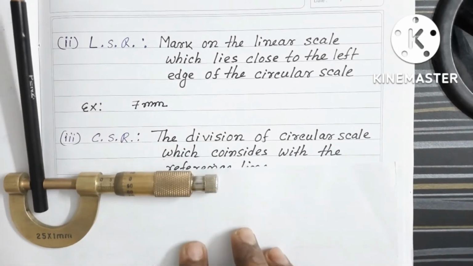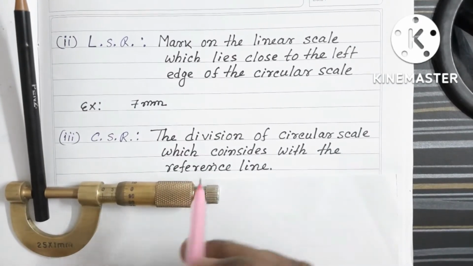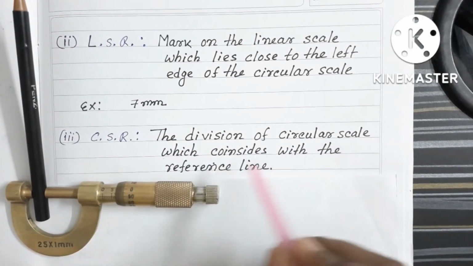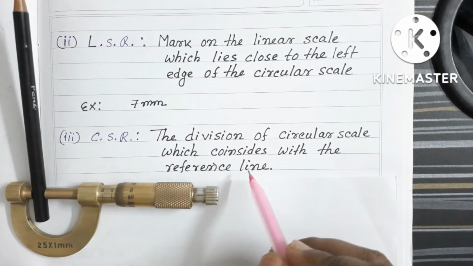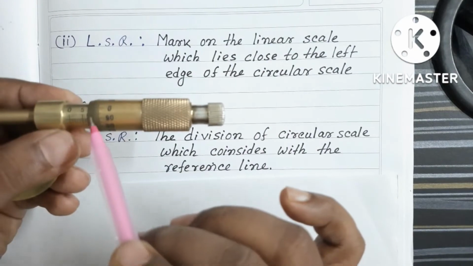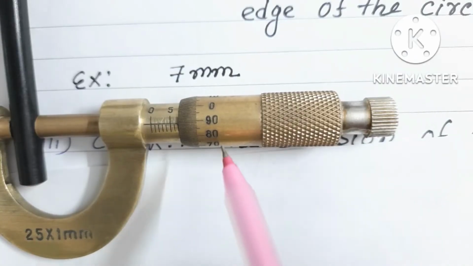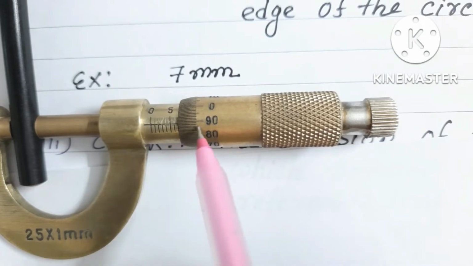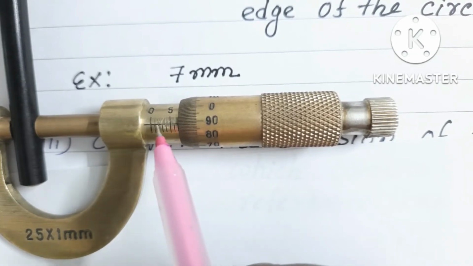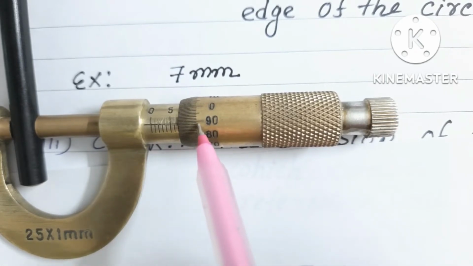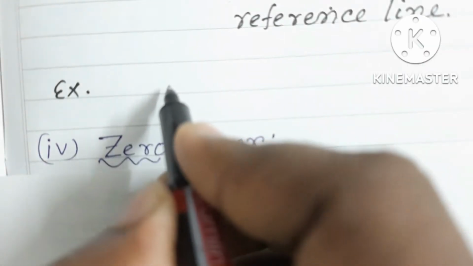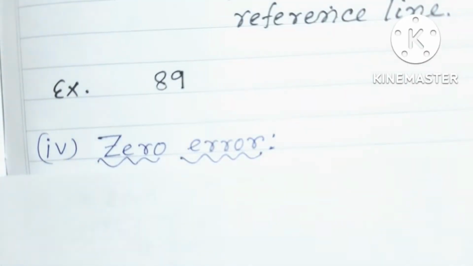Now how do we take the circular scale reading? The circular scale reading is the division of the circular scale which coincides with the reference line. So let's check which reading on this circular scale coincides with the reference line. If you observe carefully, this is 80, this is 85, so almost 88, this is 89. The 89th division coincides with the reference line. So the circular scale reading will be 89. Hence we can write here the circular scale reading is 89. Okay.